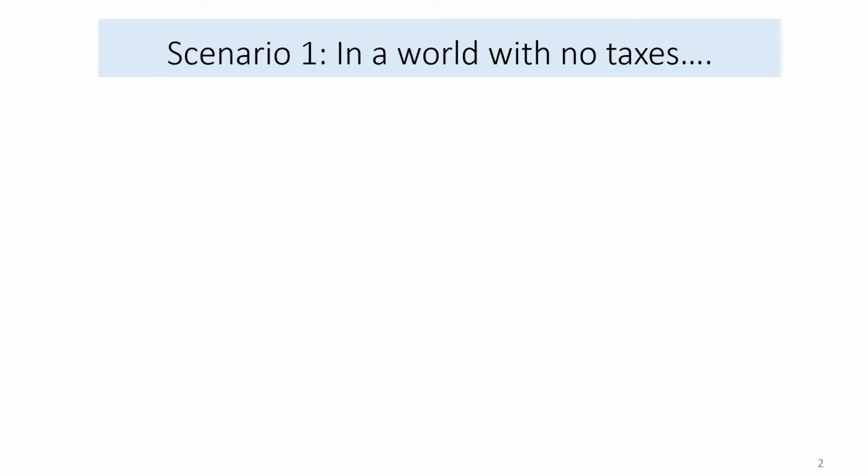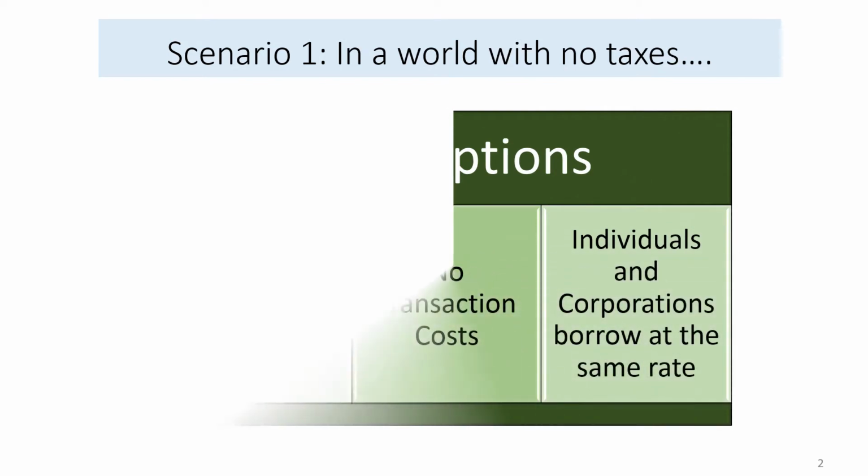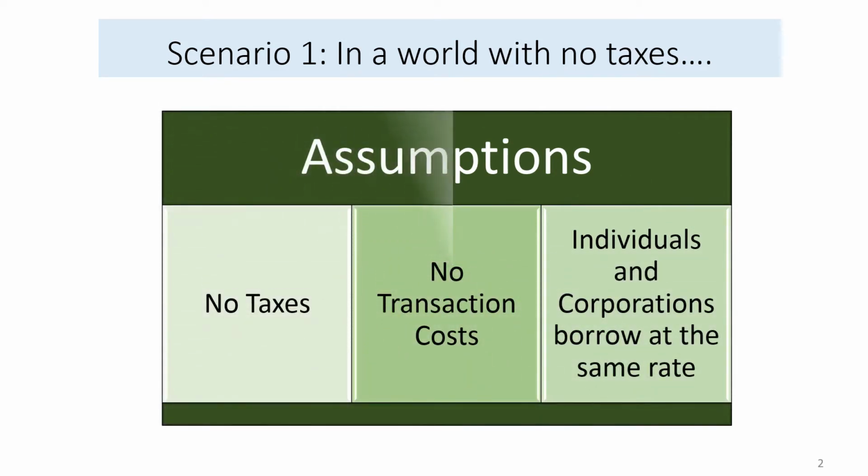The first version of the Modigliani-Miller theorem was developed under the assumptions of perfectly efficient markets. The following are the three key assumptions: no taxes, no transaction costs, and individuals and corporations borrow at the same rate.